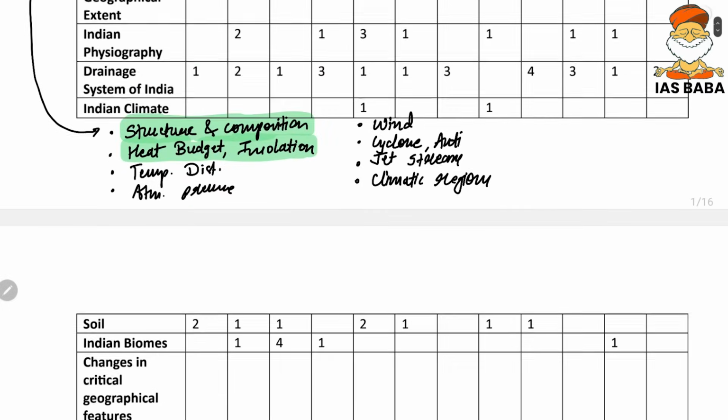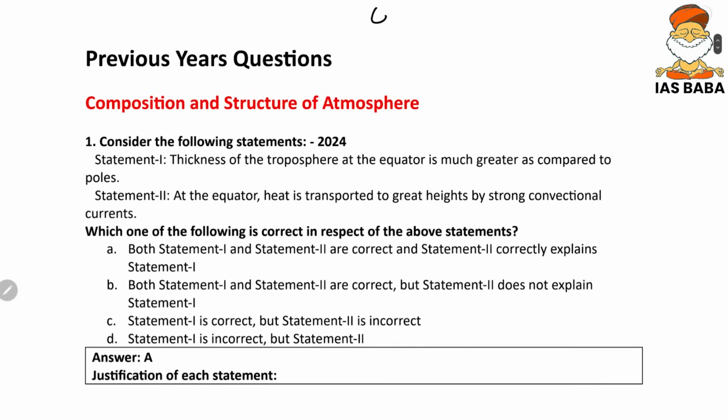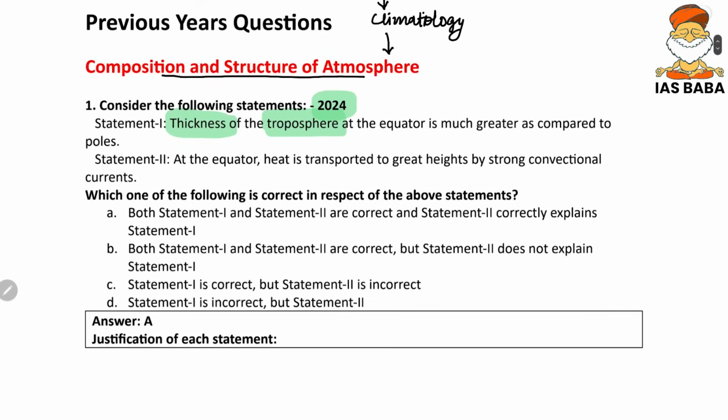Okay, the objective is to hit the core topic and not to randomly prepare anything. So the composition and structure of the atmosphere. So here is the geography question paper. Within that we have done the segregation on the basis of topic, like for example climatology, and within climatology we have now the composition and structure of the atmosphere. So within this composition and structure of the atmosphere, what are the dimensions? They have asked about the thickness of the troposphere. Okay. Then what is the reason behind that? This question was asked in 2024.